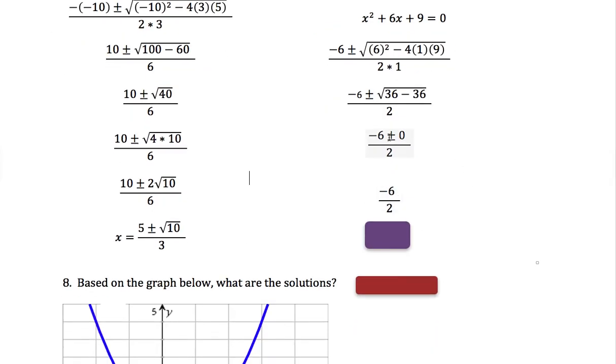And notice, because the plus or minus is right here, and then you're just adding or subtracting 0, we don't have to worry about the plus and minus anymore. And our answer is just going to be x is equal to negative 3.